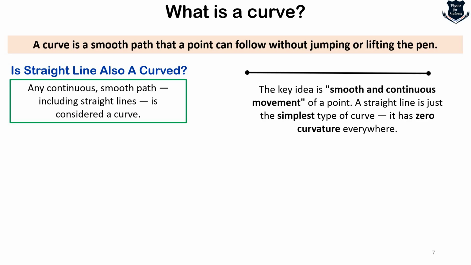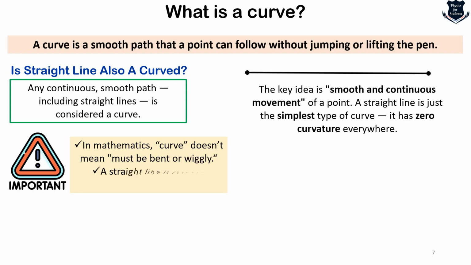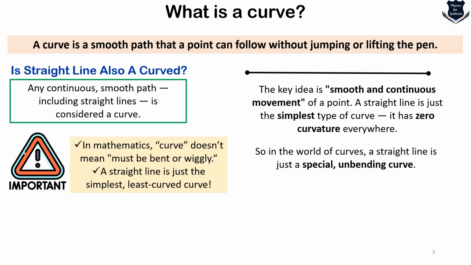The key idea is basically smooth and continuous. A straight line is just the simplest type of curve, but it has zero curvature. So the key idea is smooth and continuous movement. Any continuous smooth path, including straight lines, is considered to be a curve. Here are a few important points: in mathematics, a curve doesn't mean something has to be bending or wiggly. A straight line is just the simplest kind of curve.